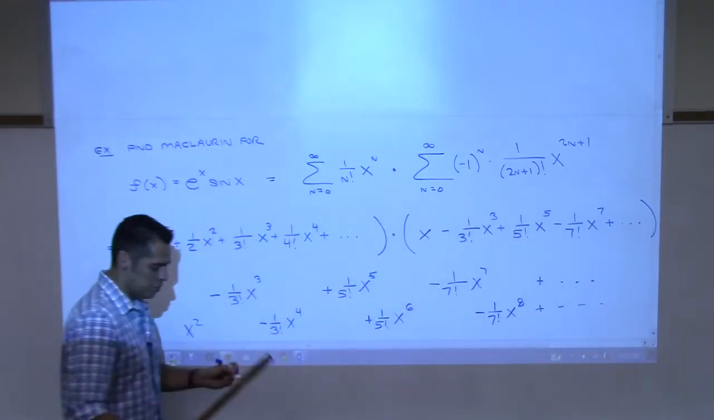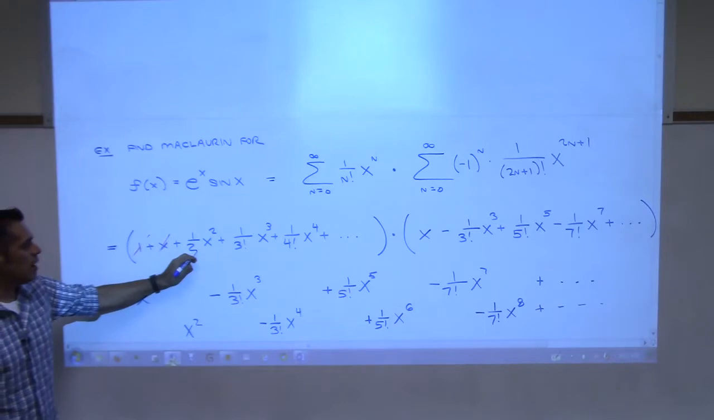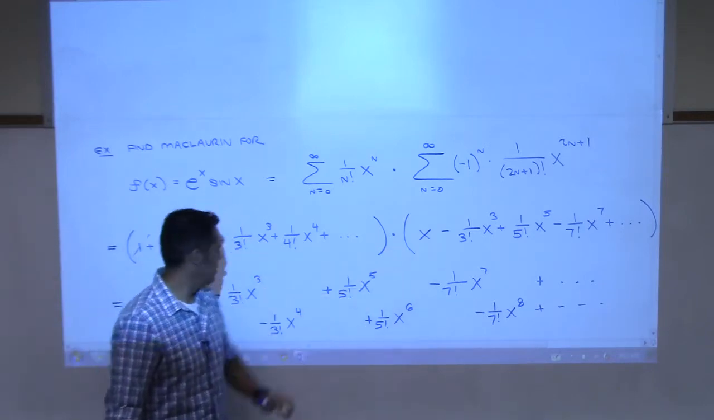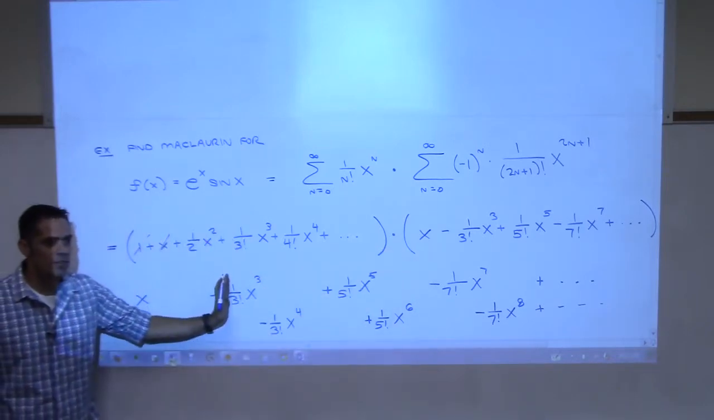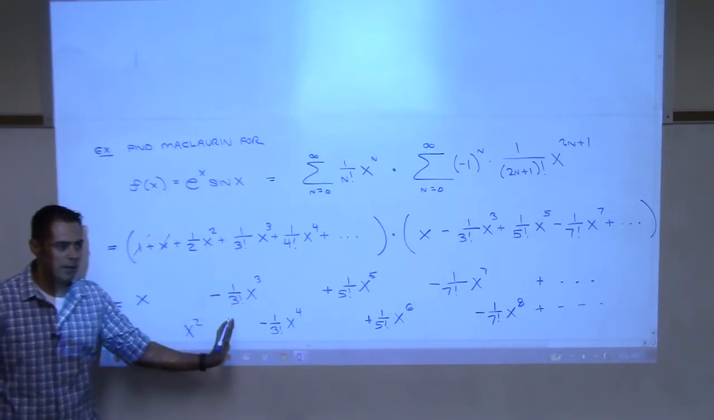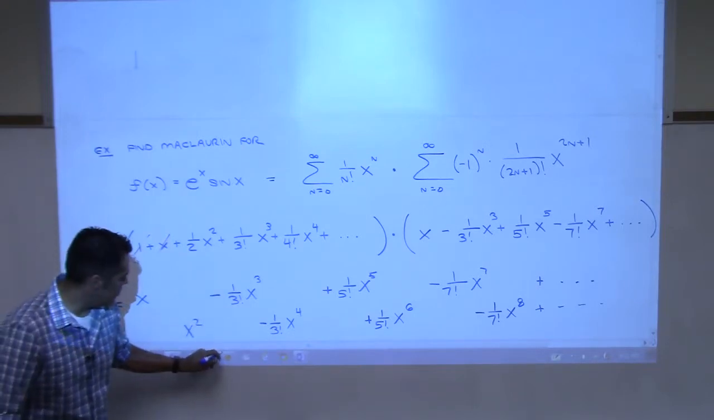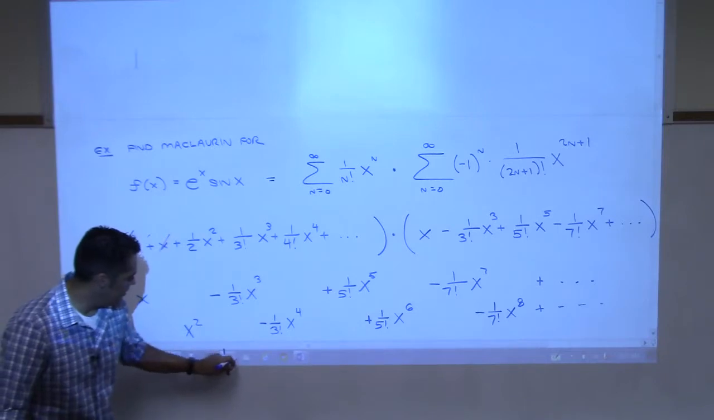Now I move on to the next one. What's 1/2 x squared times x? 1/2 x cubed. That's going to go in my x cubed column. Right? 1/2 x cubed. I'm out of room.